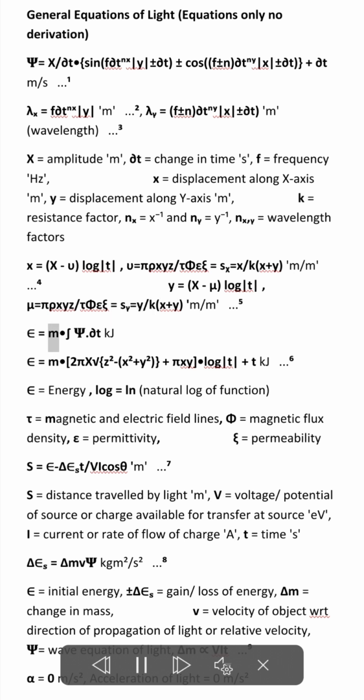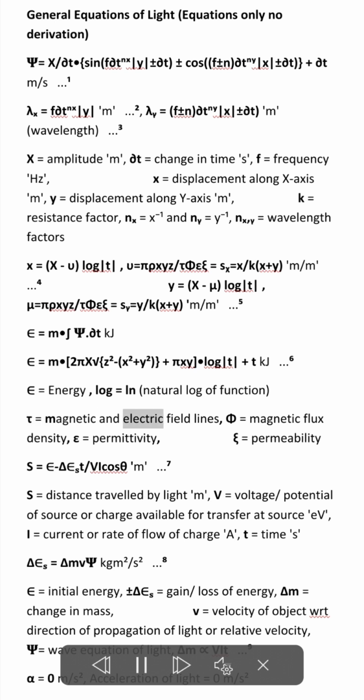Is an element of equals m integral psi dot del t kj. Is an element of equals m, 2 pi x square root, z superscript 2 dash, x superscript 2 plus y superscript 2, plus pi xy, log, t, plus tkj. Is an element of equals energy, log equals ln, natural log of function.